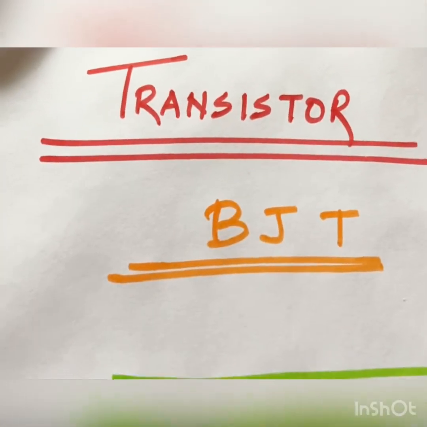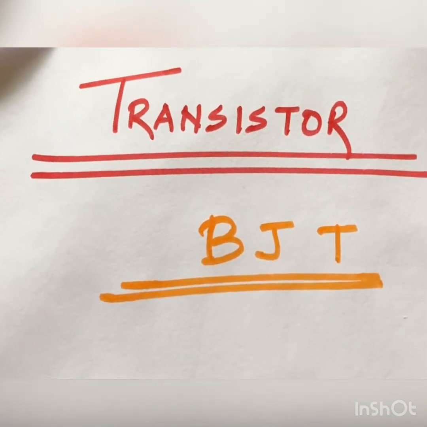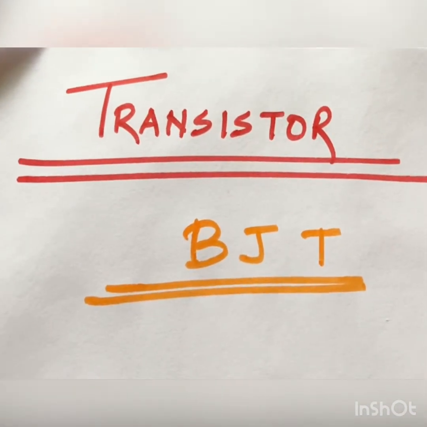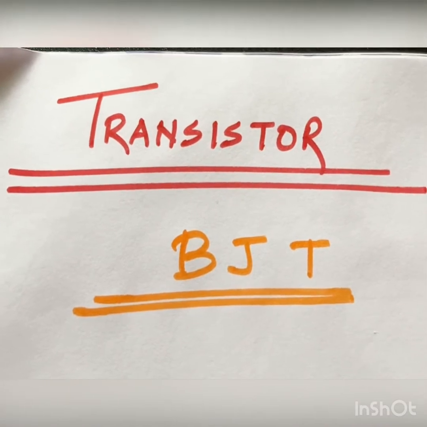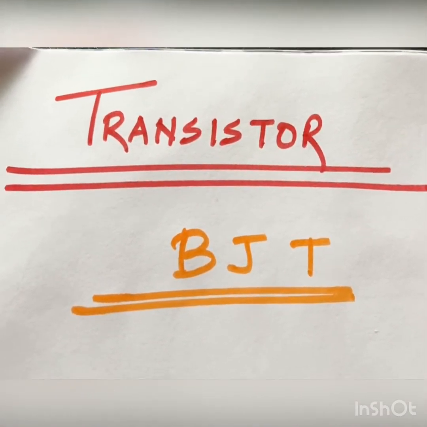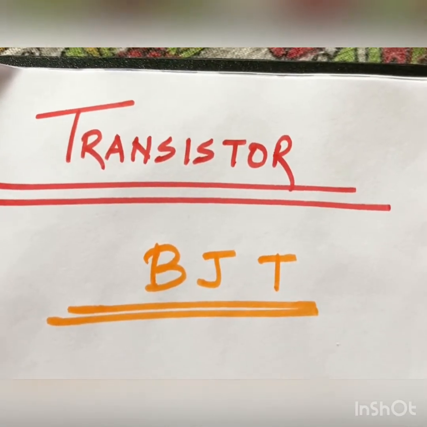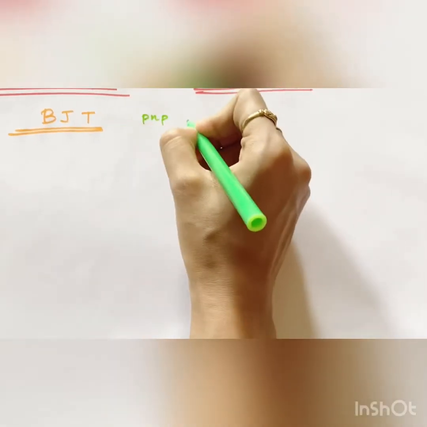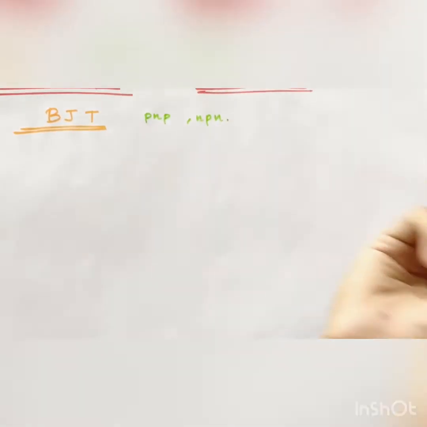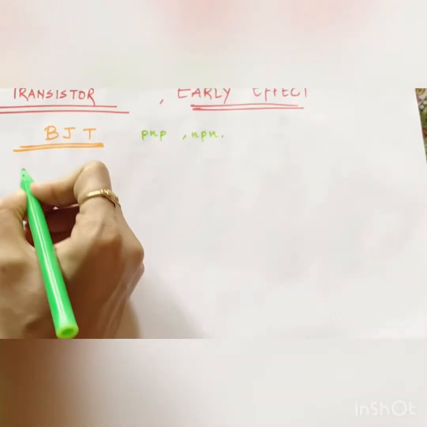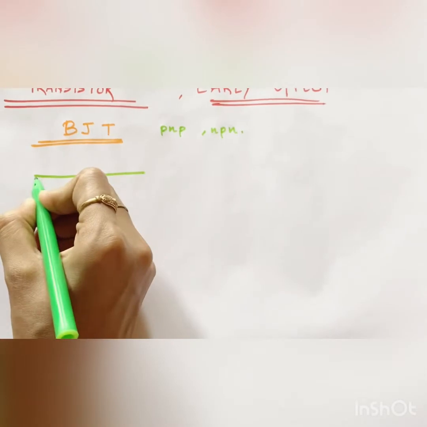A transistor is a BJT, bipolar junction transistor, because in a PN junction diode we have only one junction, but in a transistor we have two junctions. That's why it is called a bipolar junction transistor. It can be a PNP or NPN transistor. So let's draw it.